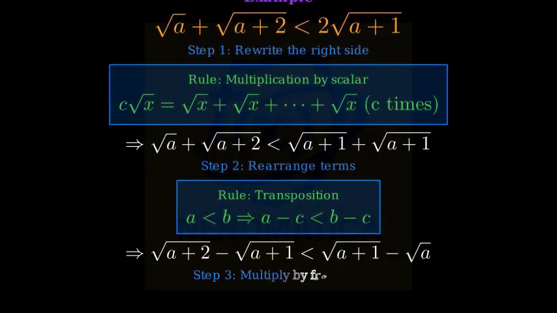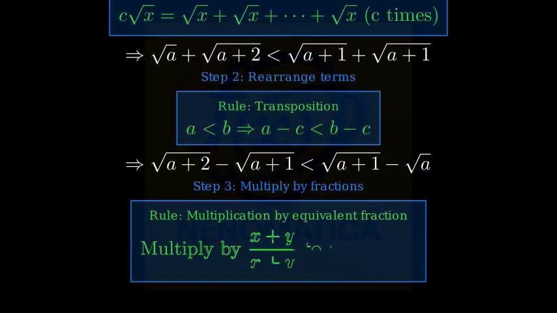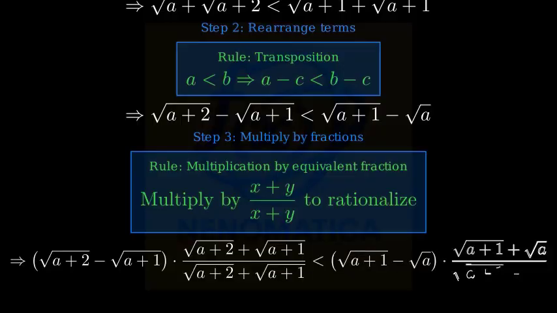For step 3, we'll multiply both sides of the inequality by fractions. On the left side, we'll multiply by the fraction square root of a plus 2 plus square root of a plus 1 divided by the same expression. On the right side, we'll multiply by the fraction square root of a plus 1 plus square root of a divided by the same expression. This will help us rationalize the expressions and simplify our work.